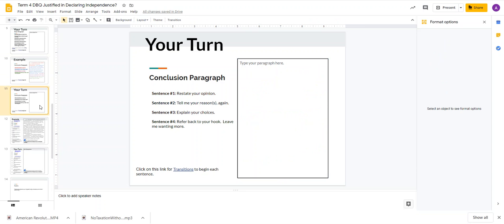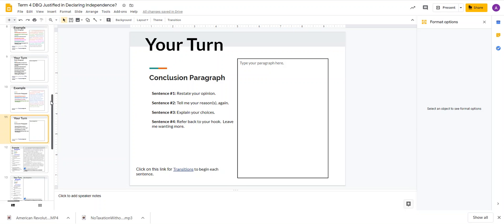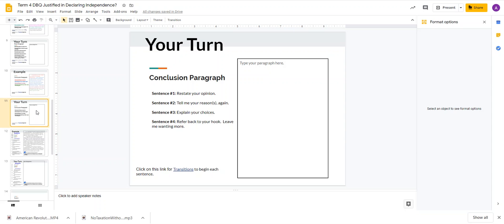And if you go on to slide 11, then it's your turn to do your concluding paragraph. And up to slide 11, that's your rough draft. That's your sloppy copy. Okay, so that is what I want you to have done by Friday.